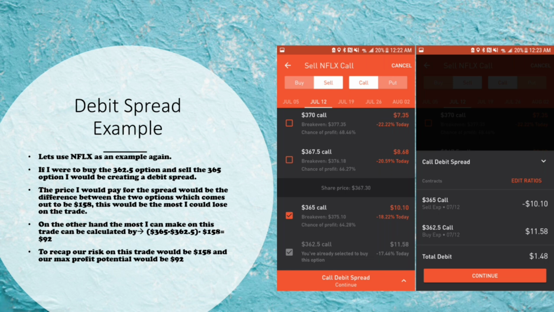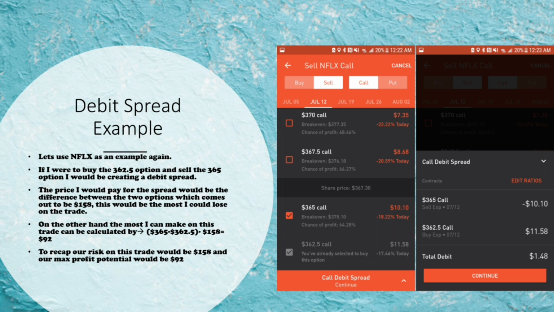So the most I can make can be calculated by taking the difference between the two strikes and subtracting the debit that I paid. In this case, it would be 365 minus 362.5, and you subtract the debit that you paid, which is $158, and you get $92. So the most we could make on this trade is $92, and the most that we're risking on this trade is $158. And you guys can see that by creating a debit spread, we were able to lower the total cost of the trade, but we were also limiting the potential profit that we could make.